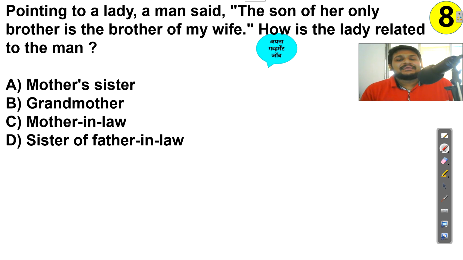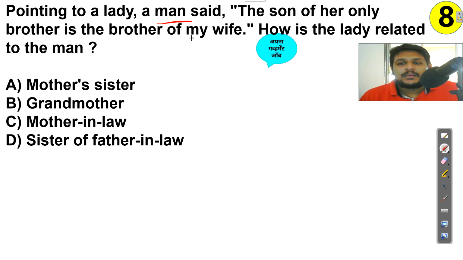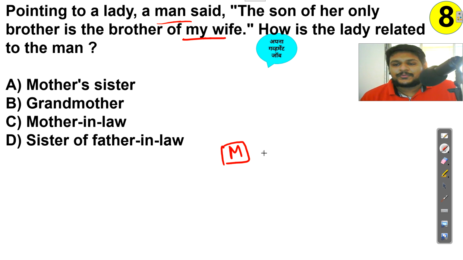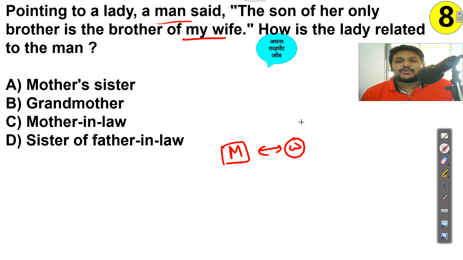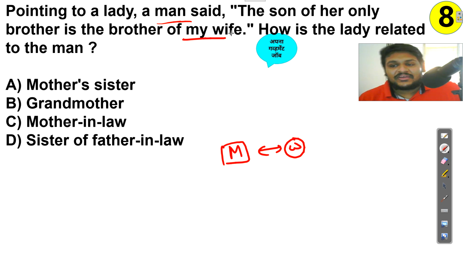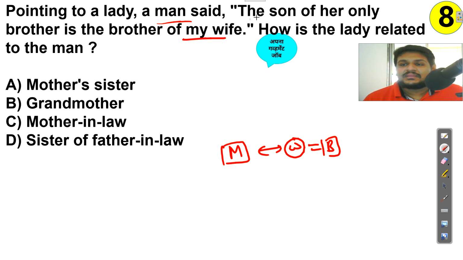Pointing to a lady, a man said, means a man is saying something to someone by pointing to a lady. So what is the man saying? That the son of her only brother is the brother of my wife. See, my wife means man's wife. So suppose I will write man's wife. Brother of man's wife. Then the son of her only brother is the brother of my wife.